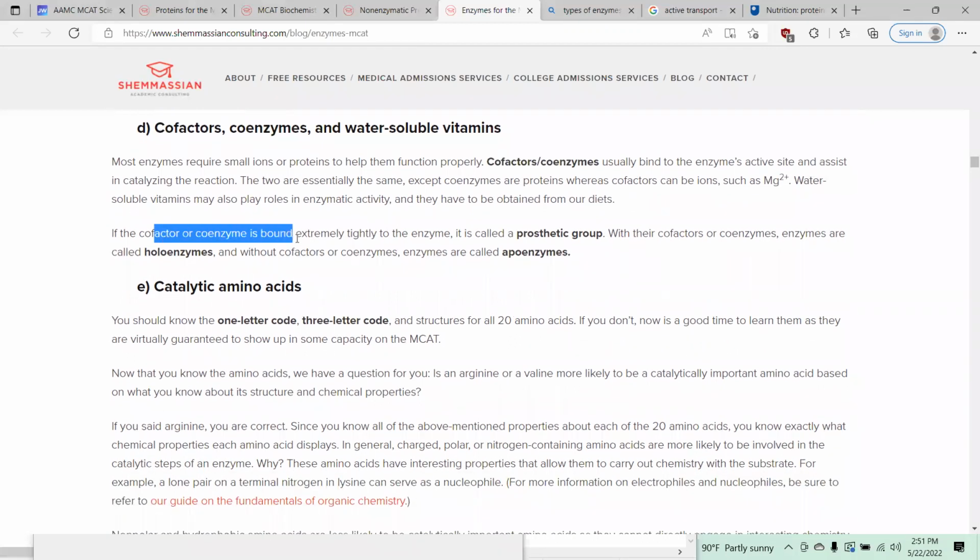If a cofactor or coenzyme is bound extremely tightly, such that it's always there, it's called a prosthetic group. It's like a prosthetic for the enzyme that helps it function. And when they're attached, they're called holo enzymes. My mnemonic for this is whole enzymes, because they're functioning correctly, because they're put together whole. Nothing is missing. They're holo enzymes. And the opposite is apo enzymes, where they're missing their cofactor.